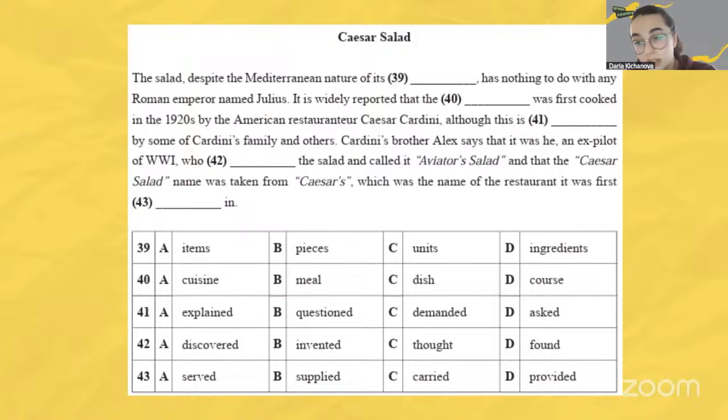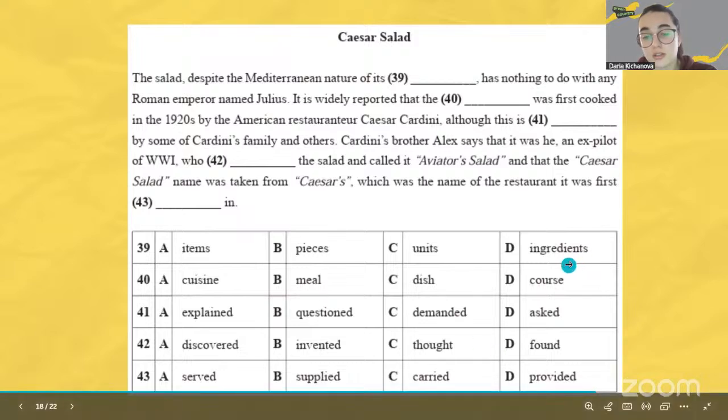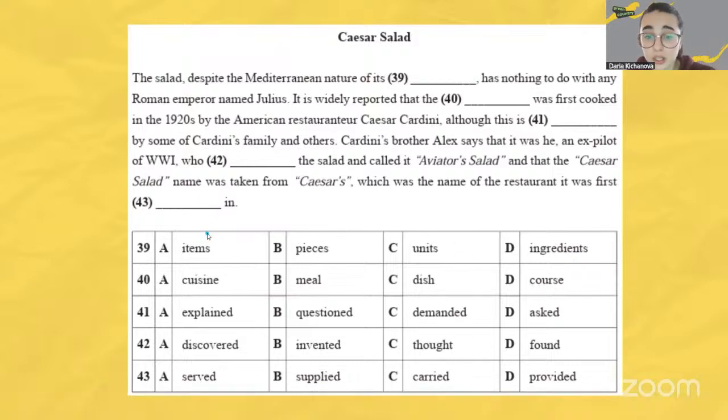Items is not related to the food. Pieces, maybe, but no. Units. We don't think that units can be used for salad. And ingredients. So we already have ingredients, yes, and items. So we cross out pieces and units. Now, we need to choose the correct options. Of course, when we are talking about salads, we will use ingredients, because there we are talking about ingredients of the salad.